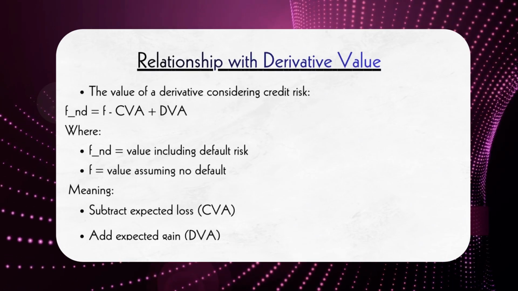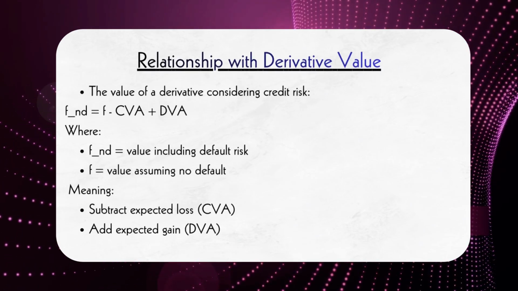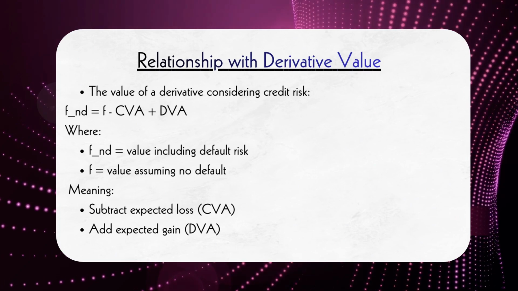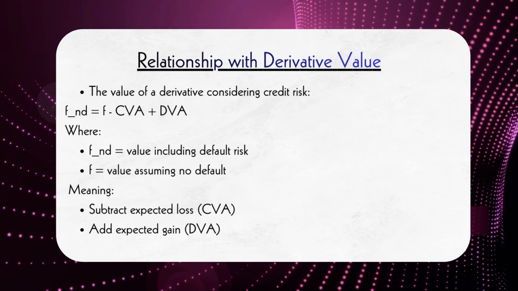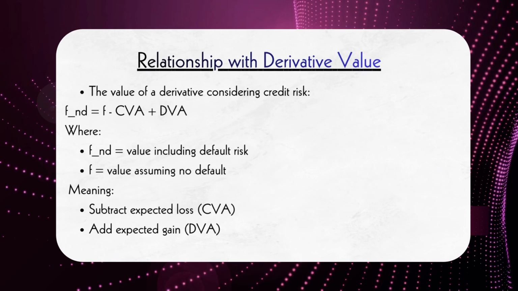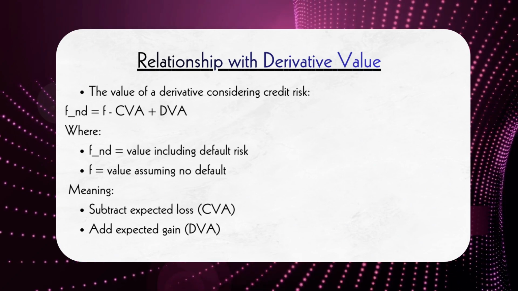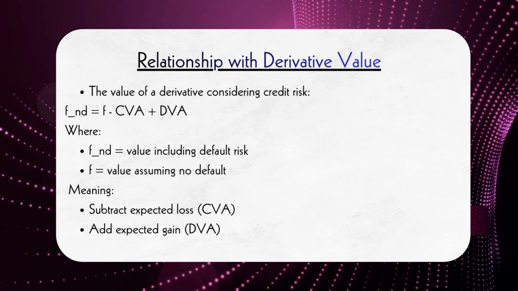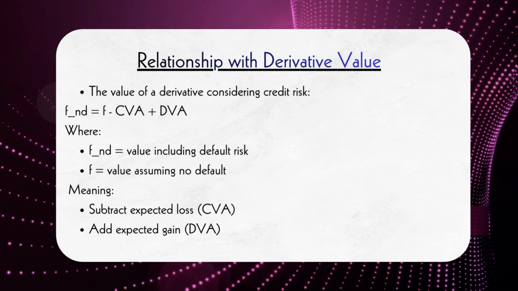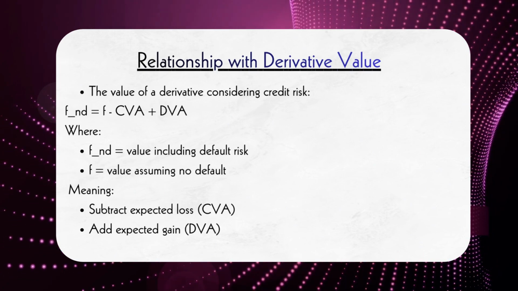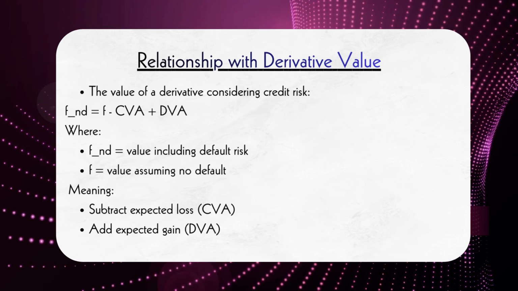Because of these risks, the value of a derivative must be adjusted. The adjusted value is given by the formula F_ND = F - CVA + DVA. Here, F is the value assuming no default risk, and F_ND is the value after considering credit risk. So, we subtract expected losses and add expected gains.